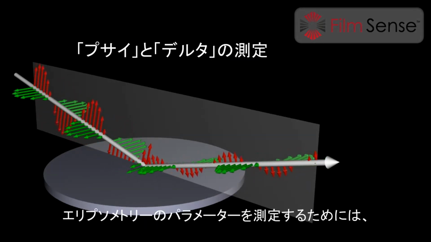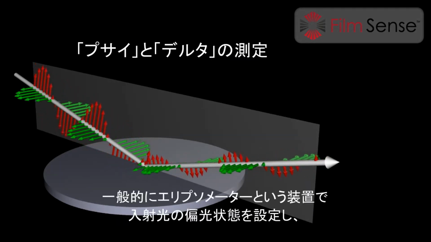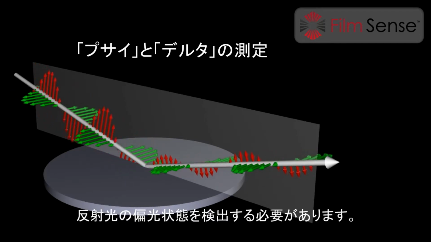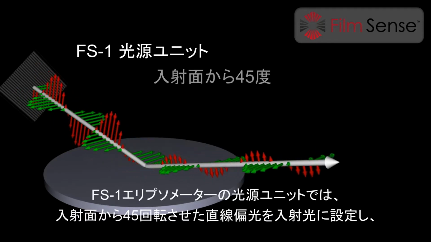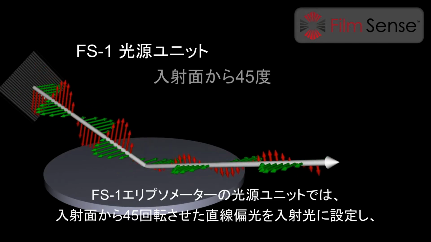To measure the ellipsometric parameters, an ellipsometer system must set the polarization state of the incident beam and detect the polarization state of the reflected beam. In the FilmSense FS-1 ellipsometer, a polarizer in the source unit sets the incident beam to a linear polarization state, rotated 45 degrees from the plane of incidence.